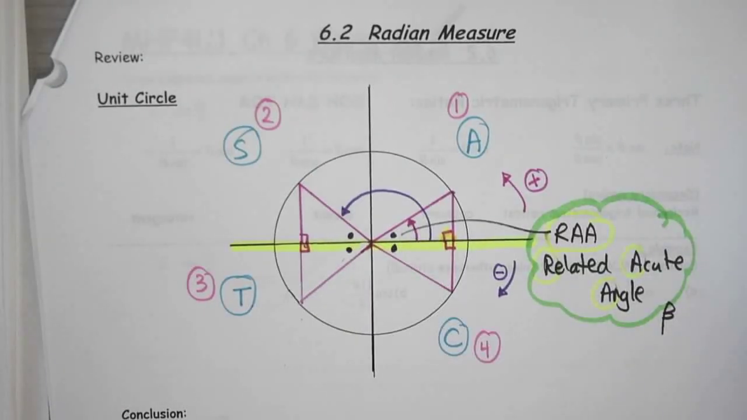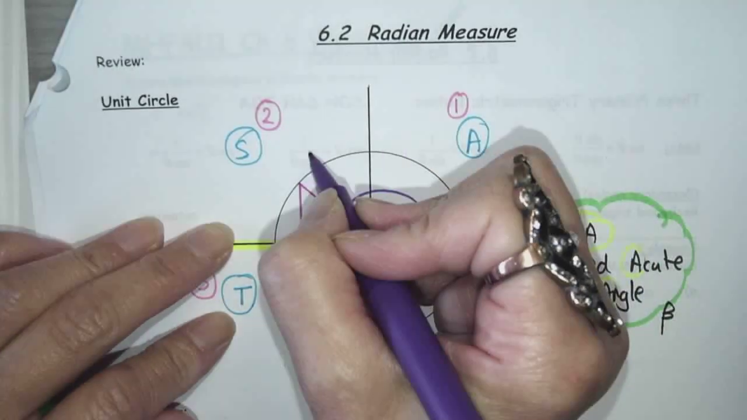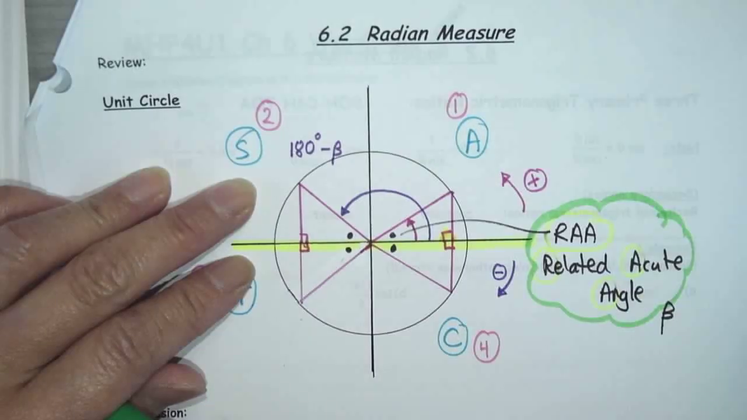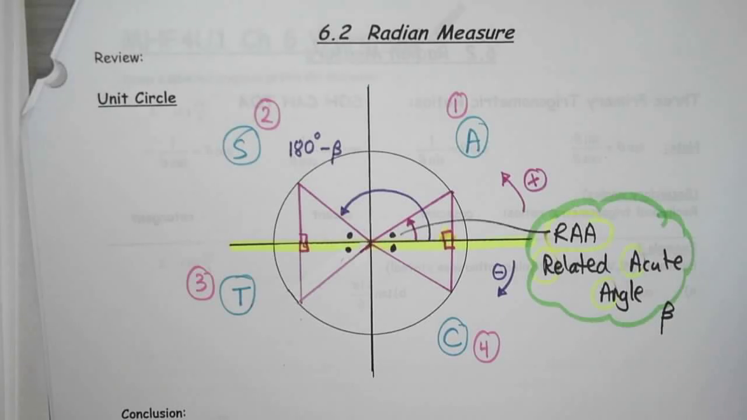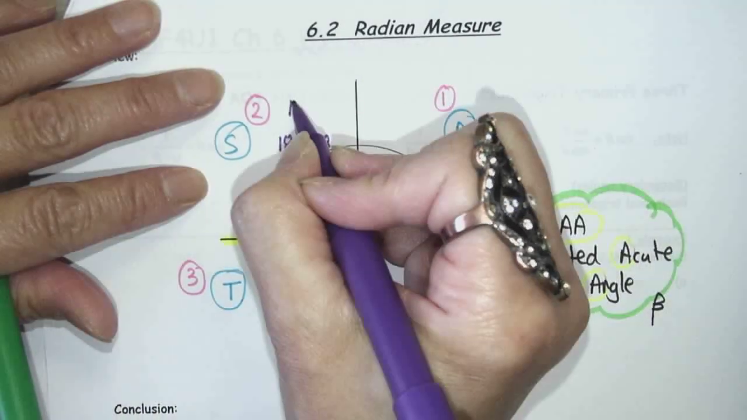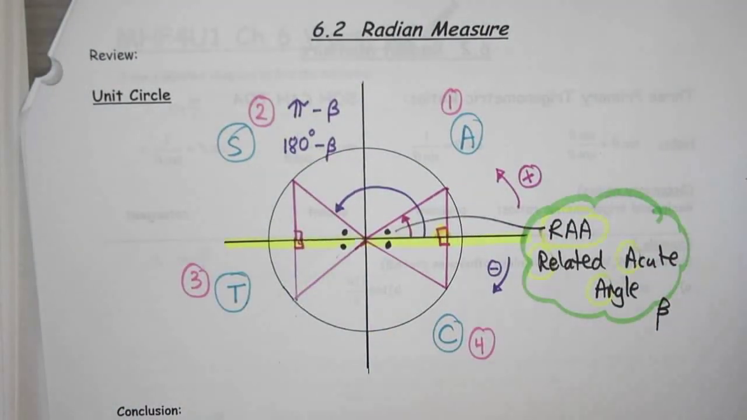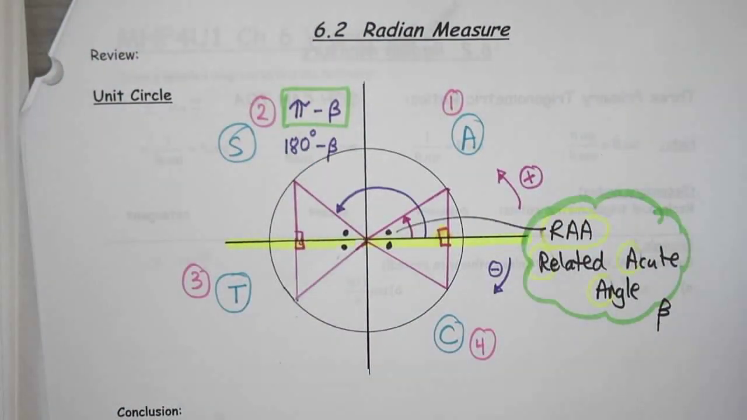How did I calculate that big angle here? To get this angle, I used to say it was 180 minus my little beta, that related acute angle. But now we are so much cooler. We are going to refer to this as pi minus beta. Ooh, we are now in radians, right? So we're going to add this to our knowledge. Not 180 minus beta. It can also be pi minus beta.